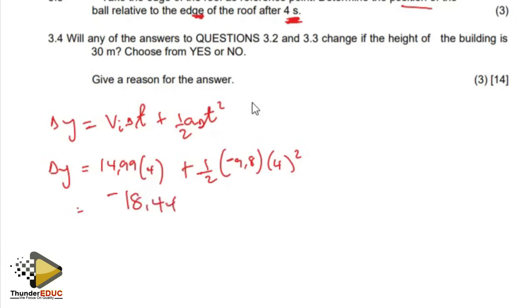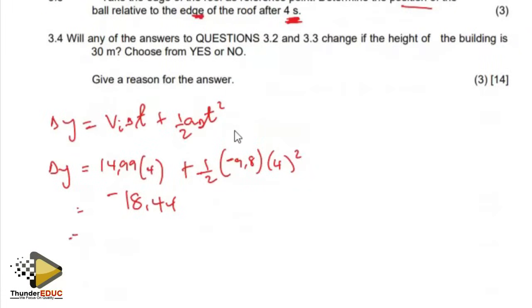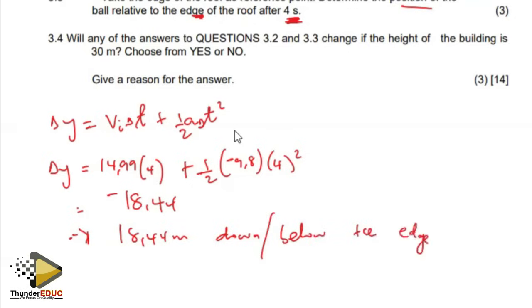One thing we need to know is that as long as an object moves from the point of projection, reaches maximum and comes back to the point of projection, we call that a displacement of 0. Then afterwards, this 18.44 is just the distance below the building or below the reference point. So we interpret the negative sign as telling us the position is 18.44 meters downwards, or we can say below the top of the building, below the edge of projection.